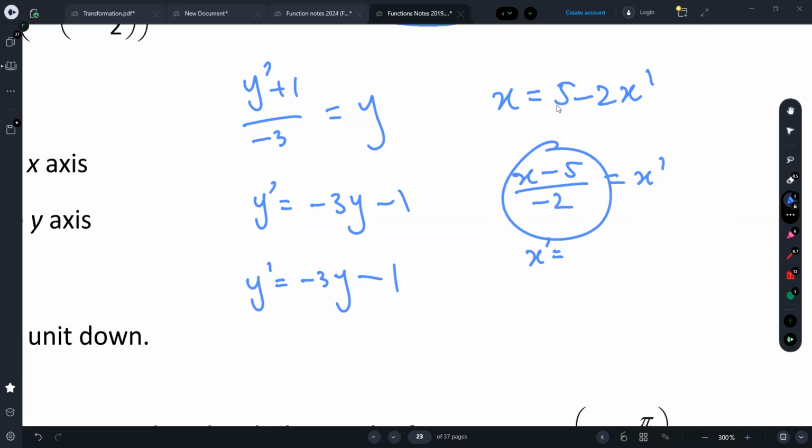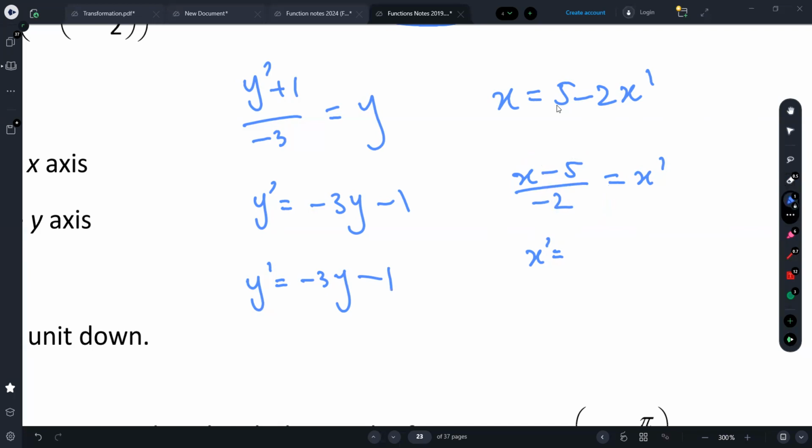Here, however, if you want to describe it like this, the order of operations states I have to do the x minus 5 first, right? So I'm translating it to the left by 5, and then I'm dilating it by a factor of a half because it's been divided by 2 from the y-axis, reflecting in the y-axis. So this thing first, and then these two things, because multiplying by 2 and -1 has the same precedence.